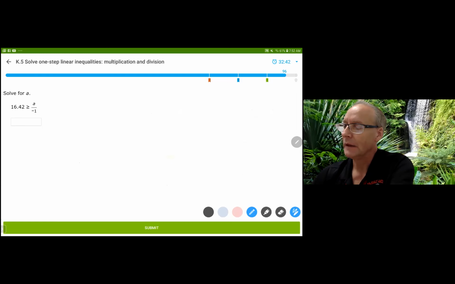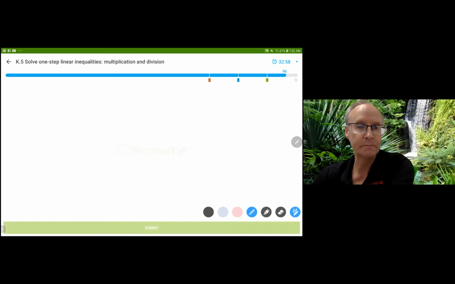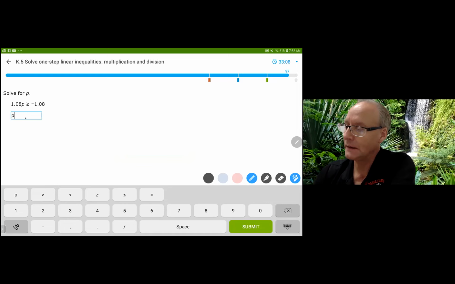And we're almost done. I'm going to multiply by -1, and I'm going to change the sign. So I'm going to get negative 16.42 is less than or equal to A. I had to change the sign because I multiplied both sides by a -1. And I left it where it was. I left it on the other side. And this one I'm going to divide by 1.08, and I'm going to get P is greater than or equal to -1. I just divided by positive 1.08 on both sides.